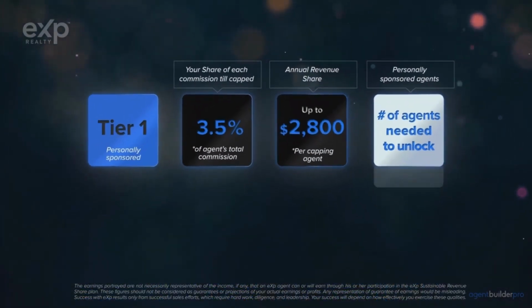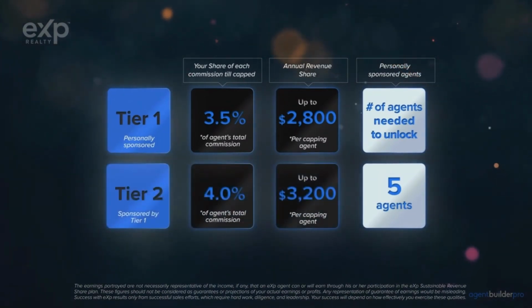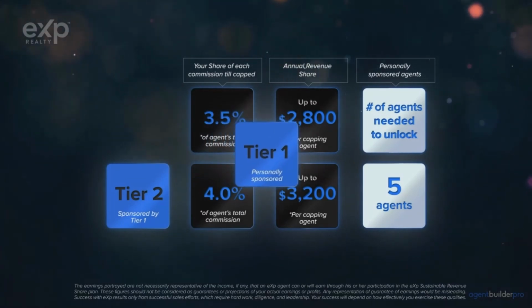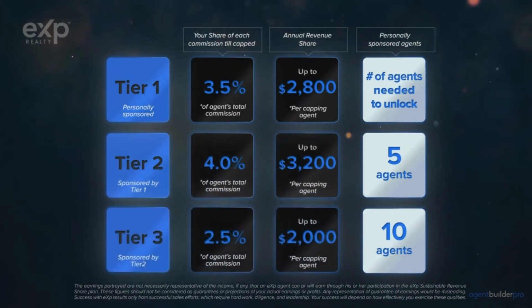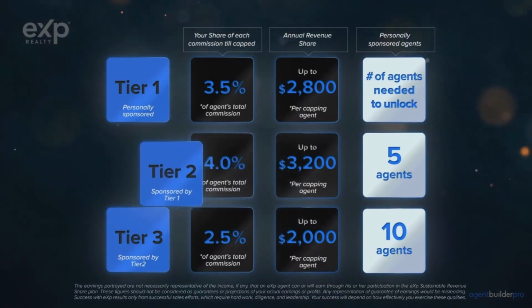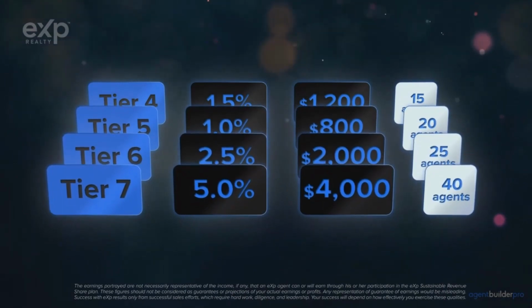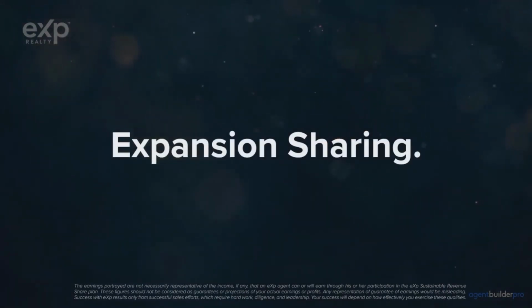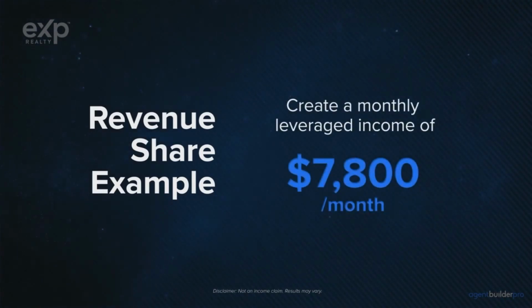For example, if you attract 5 producing agents, you earn exponential share in commissions on Tier 1 and Tier 2, which are agents that your Tier 1 agents attracted. If you attracted 10 producing agents, you earn exponential share in commissions on Tier 1, Tier 2, and also on Tier 3, which are agents that your Tier 2 agents attracted. On Tiers 4 through 7, you'll still receive a reduced share in commissions, which is called our expansion sharing. So let's go through a quick example of how you can create a monthly leveraged income through the revenue share program.